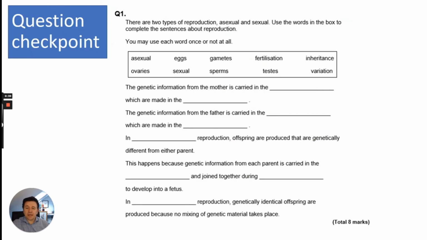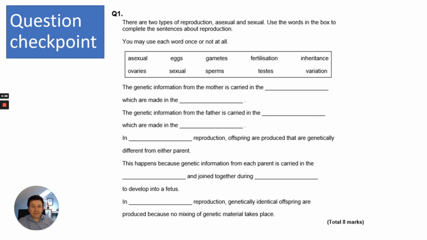Here's a question checkpoint. What I would like you to do is have a look at these questions, pause the video, see if you can answer them, and then we'll go through the answers. So pause now. So here are the answers.